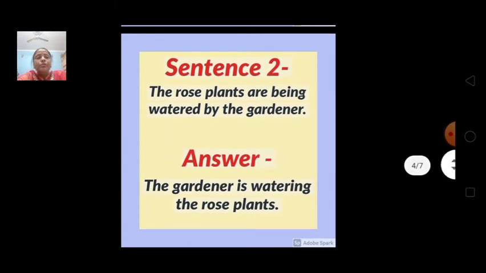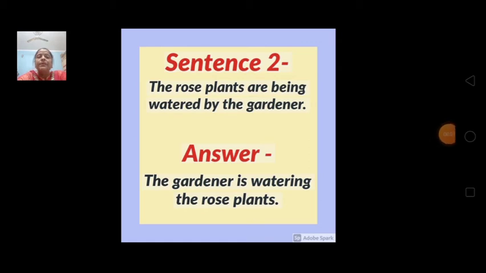Now example 2. The rose plants are being watered by the gardener. This sentence is in passive voice and the tense of the sentence is present continuous, because in the rule we have already done that are being plus third form is always used in continuous tense.